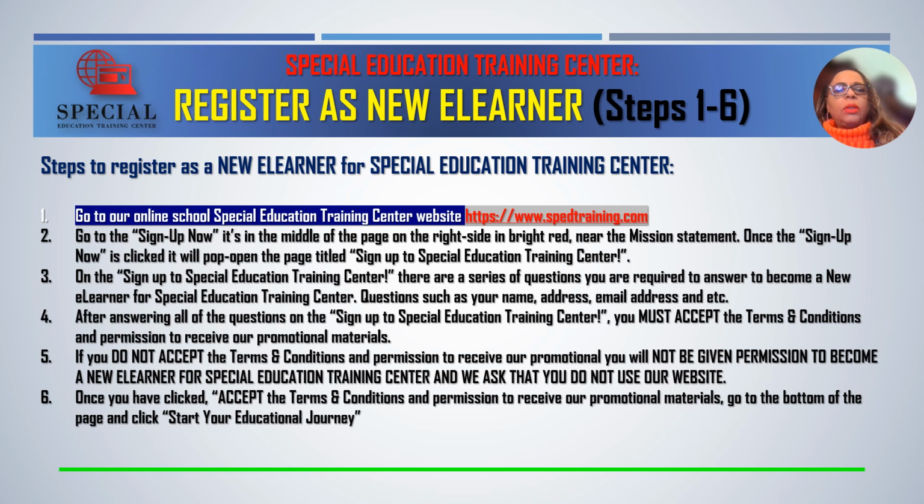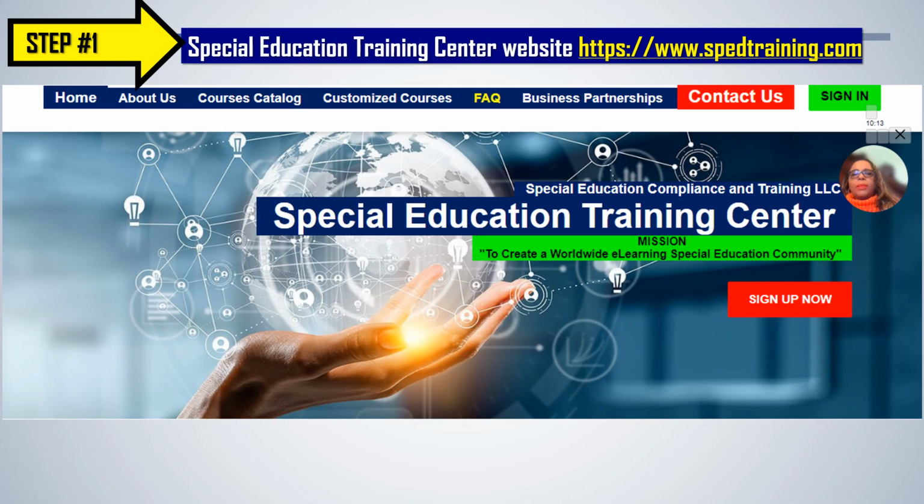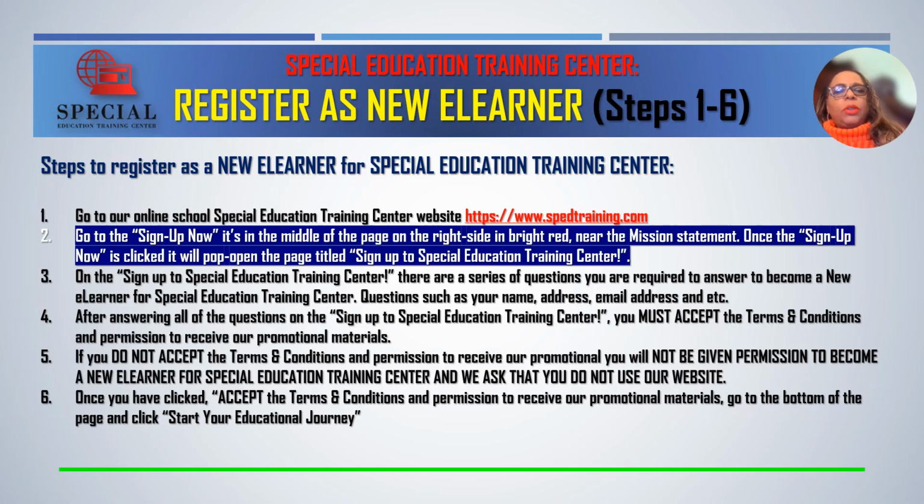So step one is to go to the online school Special Education Training Center website. And this is a picture of the landing page to give you a visual for step one. Step two, go to the sign up now. It's in the middle of the page on the right side in bright red near the mission statement. Once the sign up now is clicked, it will pop open the next page titled Sign Up to Special Education Training Center.